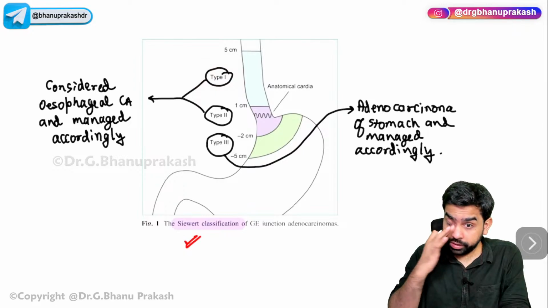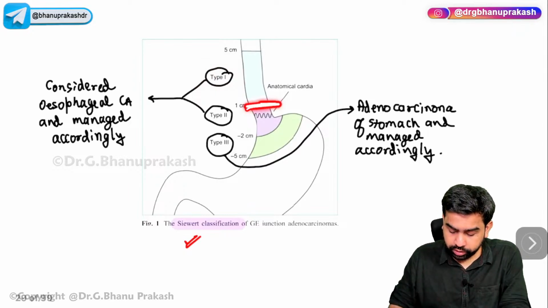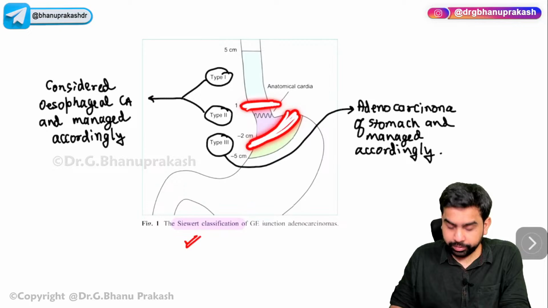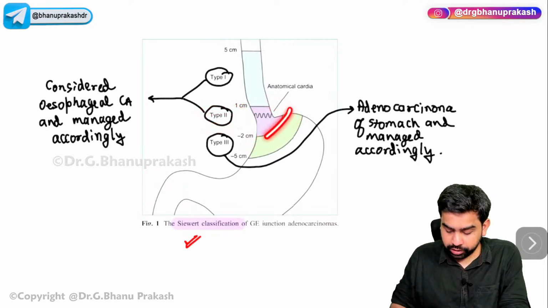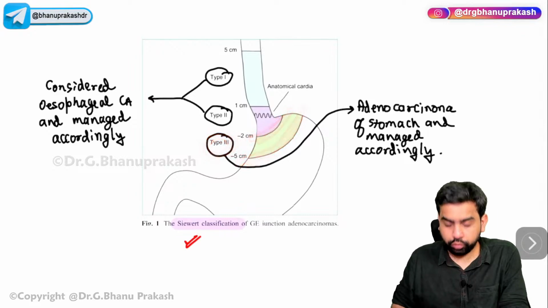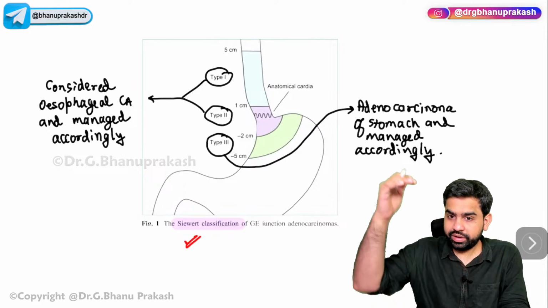If the tumor is present 1 centimeter above the GE junction to 2 centimeters below the GE junction, this is what is a Stewart's type 2. And if the tumor is present 2 centimeters below the GE junction to 5 centimeters below the GE junction, this is what is a Stewart's type 3. Are you understanding my point? Stewart type 1, type 2, type 3.